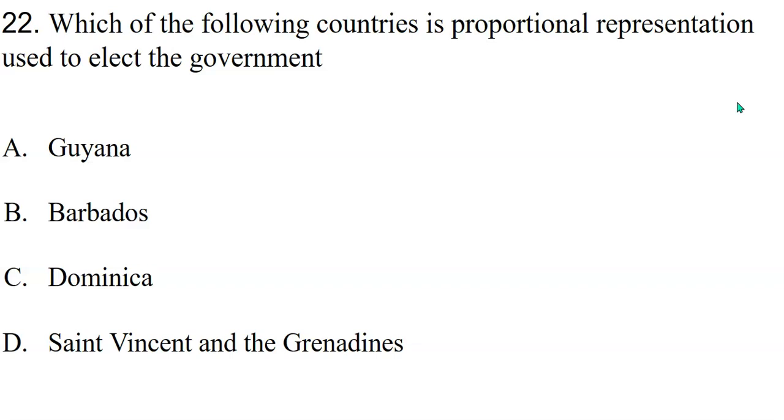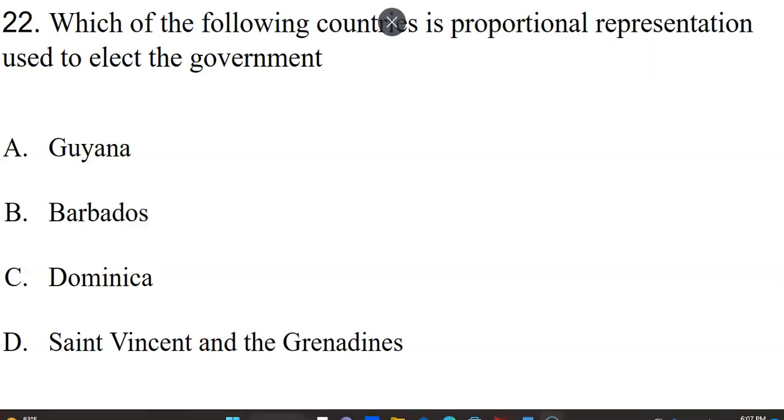Question 22. Which of the following countries is proportional representation used to elect the government? And the answer to question 22 is definitely A, Guyana. This is an easy one.